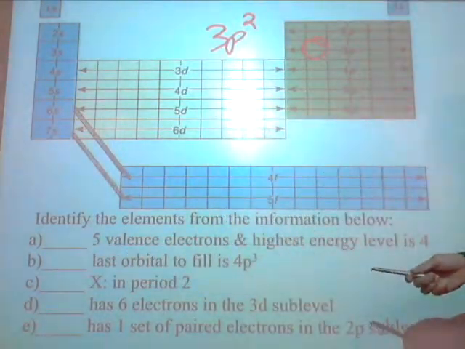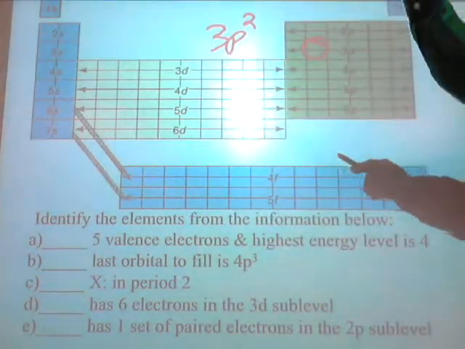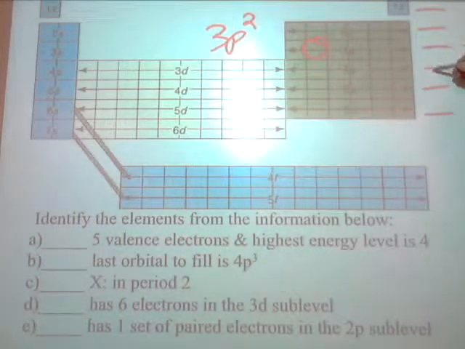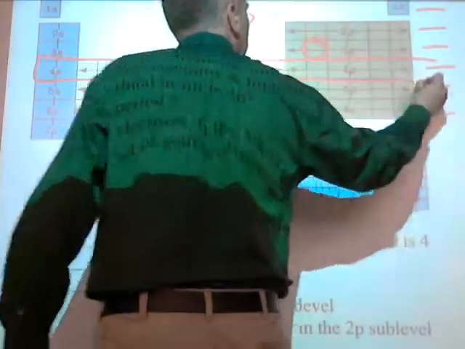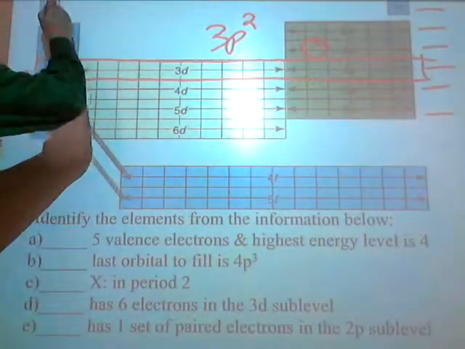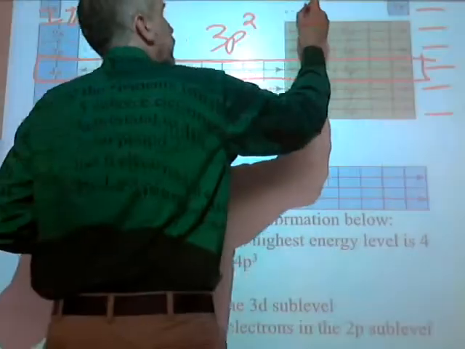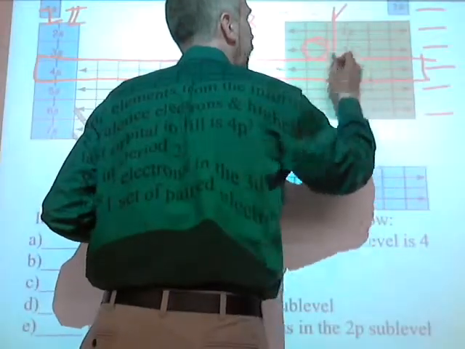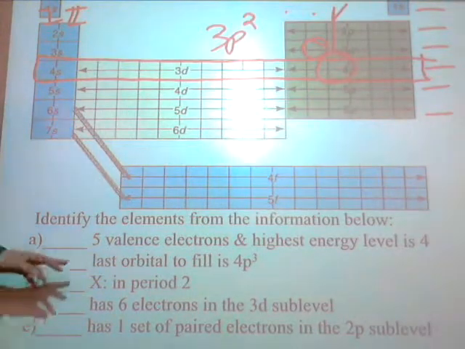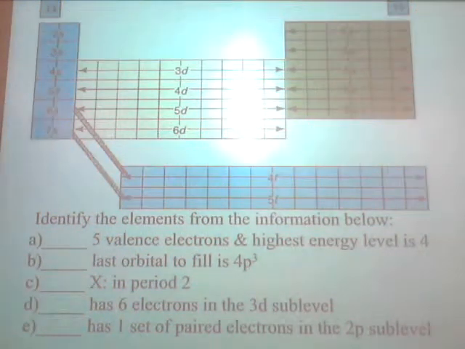Which of the elements in the periodic table would have 5 valence electrons, and his highest energy level is 4? Energy levels are told by what row they're in, right? 1, 2, 3, 4. So he's one of these guys. And his 5 valence electrons tells me he's in group 1, 2, 3, 4, 5. So it's this guy right there. And who is that guy? I believe it's arsenic. Is that right? Yeah. All right.